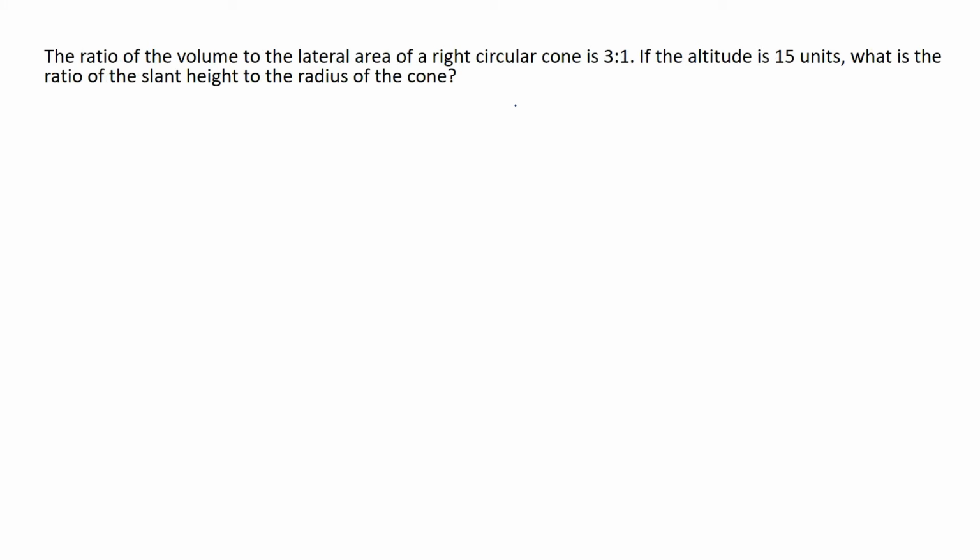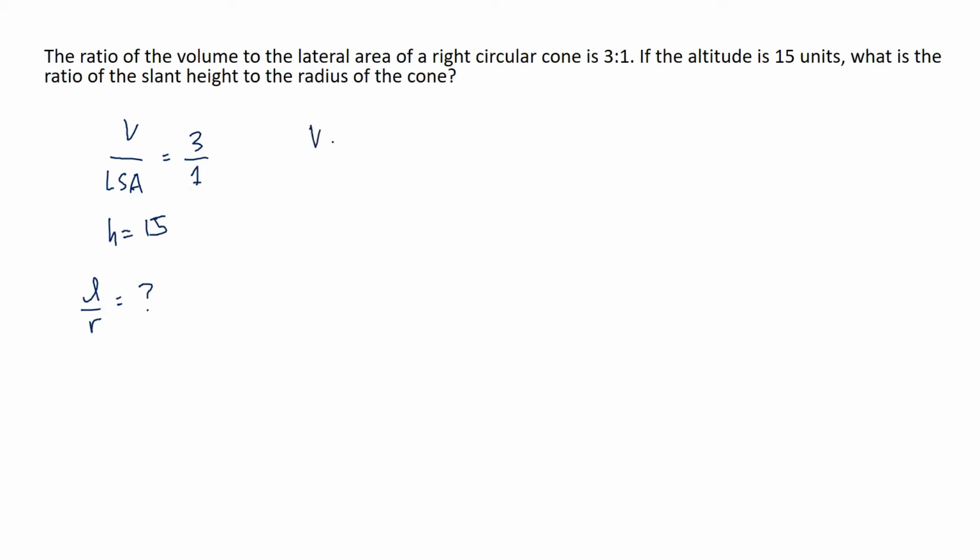Okay. The ratio of the volume to the lateral area of a right circular cone is 3:1. If the altitude is 15 units, what is the ratio of the slant height to the radius of the cone? So, the given is that the ratio of the volume to the lateral surface area is 3:1. The height is 15. What is asked in the problem? The ratio of the slant height to the radius.